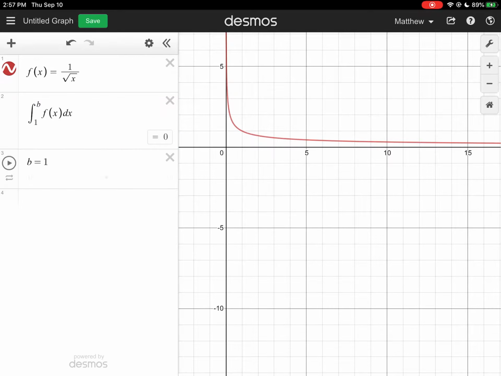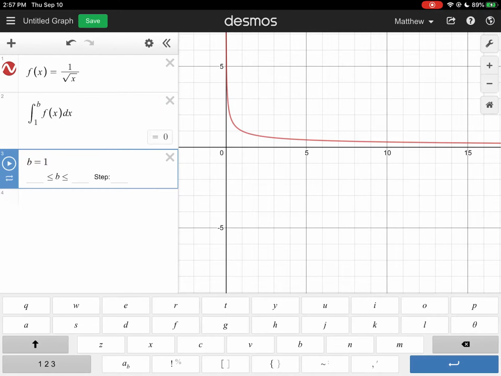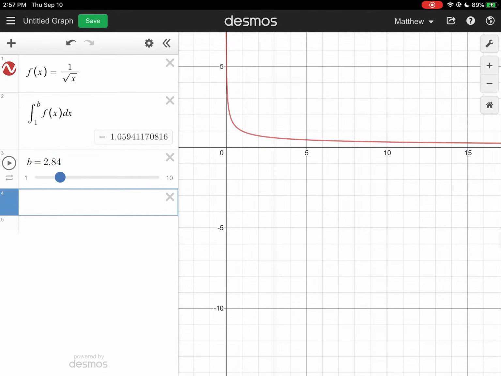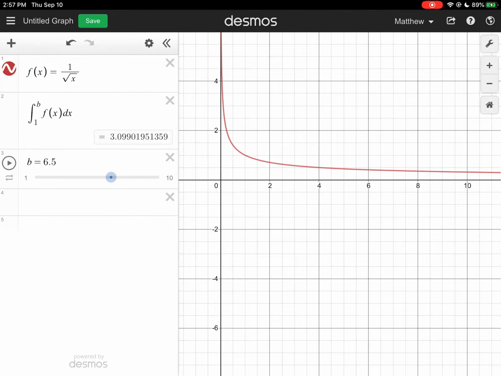Then add a slider for b. Say yes. For this slider, let's set b to have a minimum of 1, and then go up as high as, let's just say 10 for now. Step size 0.01. So I can drag b, and notice that depending on where b is, I get different answers here. Let's get some shading here to reveal what's happening.